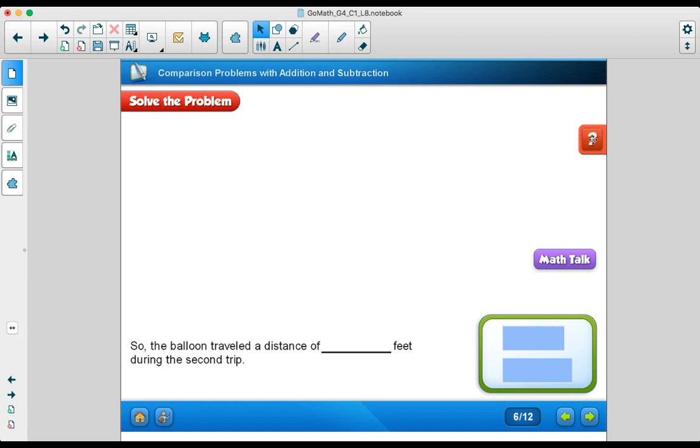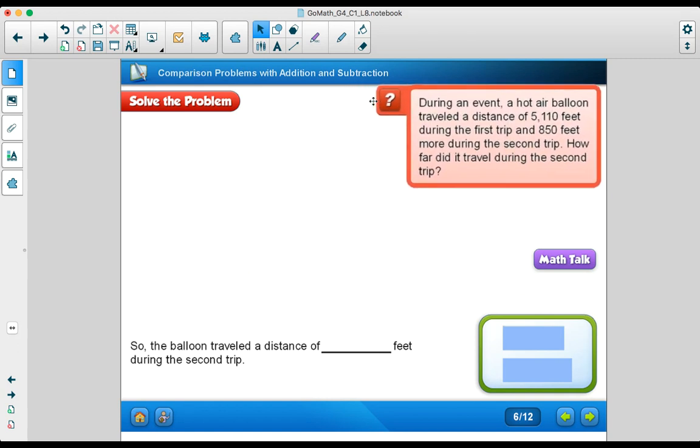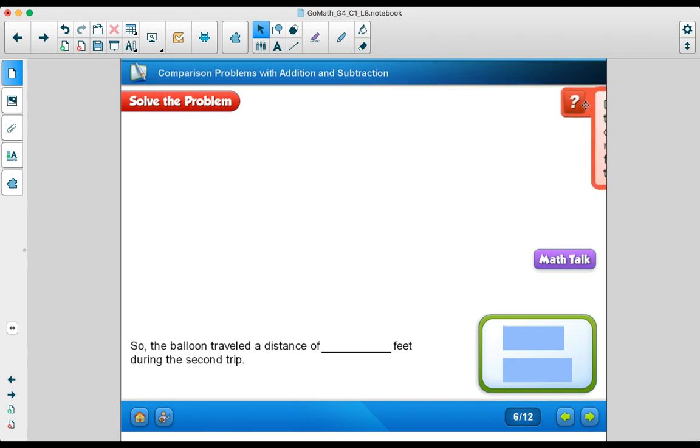Okay. Page 51, share and show. Please do this on your own. Page 51, numbers 1 through 4. I will be coming around to check your answers.